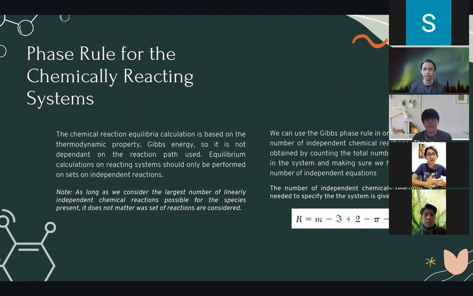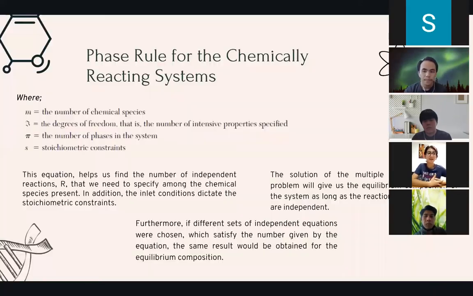We can use the Gibbs phase rule to find the number of independent chemical reactions. This could be obtained by counting the total number of variables in the system and making sure we have the same number of independent equations. So the number of independent chemical reactions, which is denoted by R, needed to specify the system is given by R is equal to number of chemical species minus degrees of freedom plus 2 minus the number of phases in the system minus stoichiometric constraints. Next slide, please.